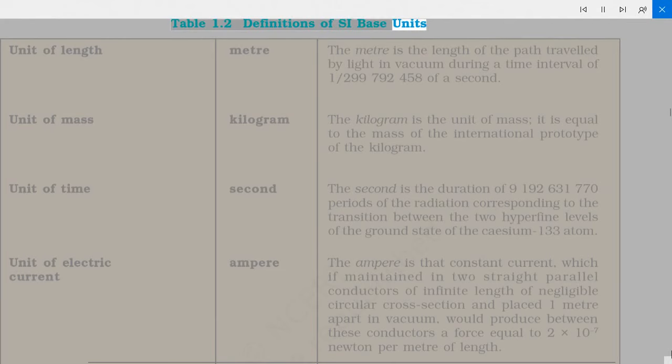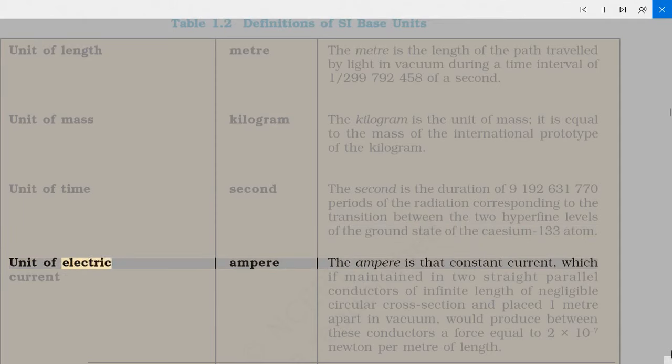Unit of length, meter. The meter is the length of the path traveled by light in vacuum during a time interval of 1/299792458 of a second. Unit of mass, kilogram. The kilogram is the unit of mass. It is equal to the mass of the international prototype of the kilogram. Unit of time, second. The second is the duration of 9192631770 periods of the radiation corresponding to the transition between the two hyperfine levels of the ground state of the cesium-133 atom.